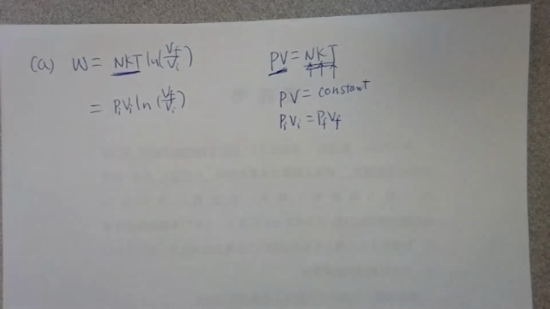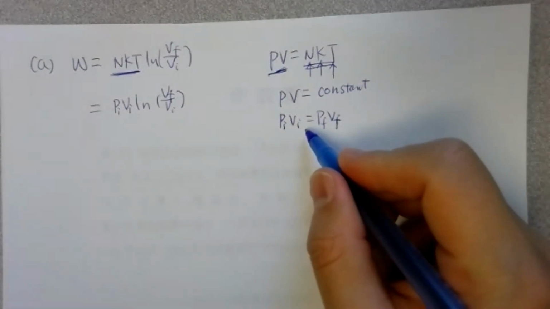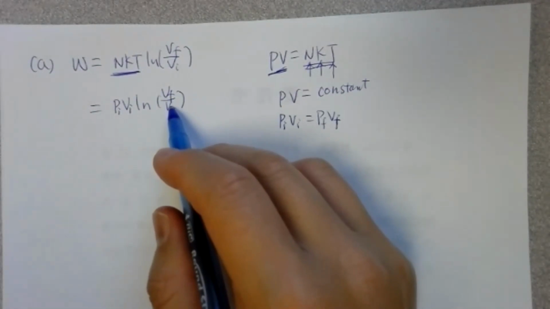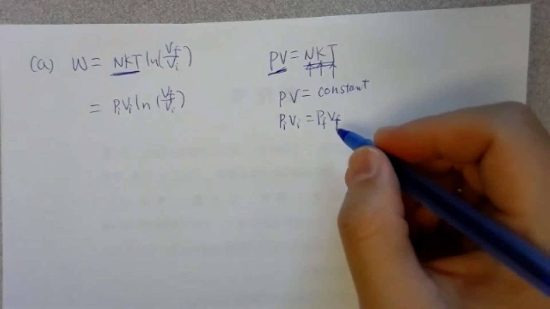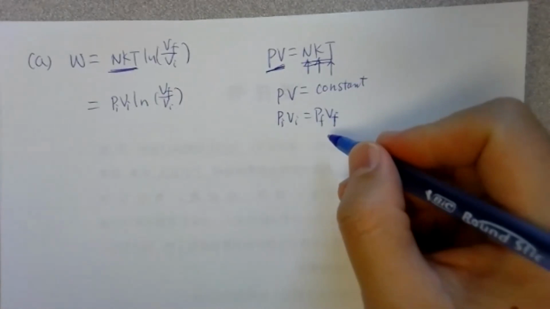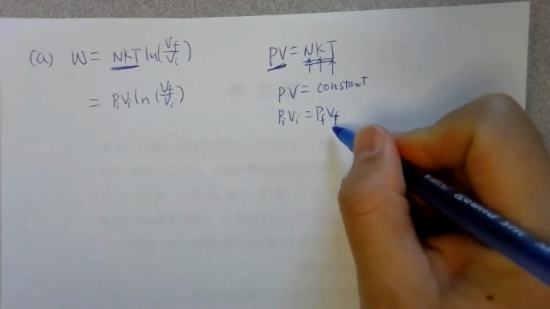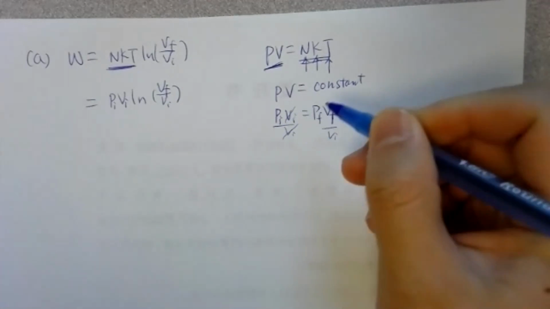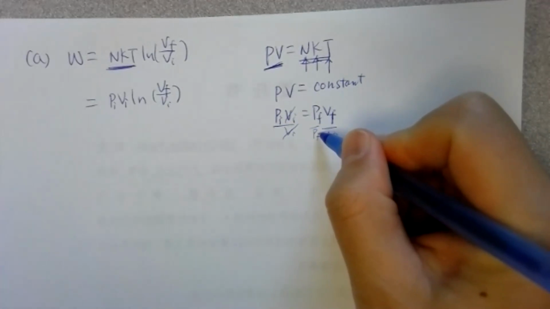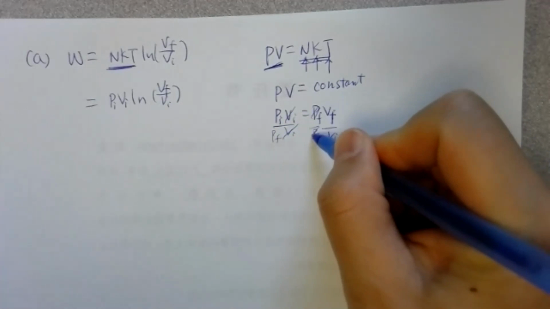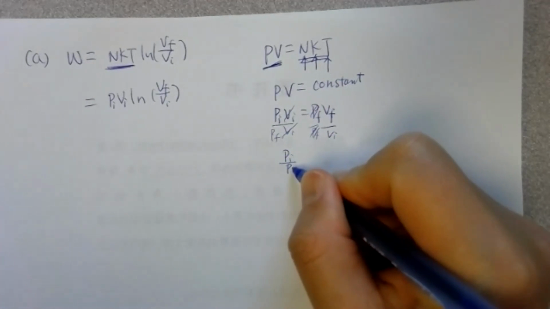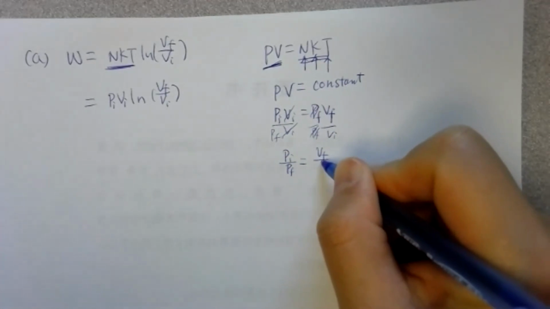So in that case, you can rearrange the terms and see what VF over VI is, because that's what you're looking for in the argument of the natural logarithm there. So you can divide both sides by VI to get rid of VI, and then divide both sides by PF to get rid of PF. Basically this tells you PI over PF equals VF over VI.